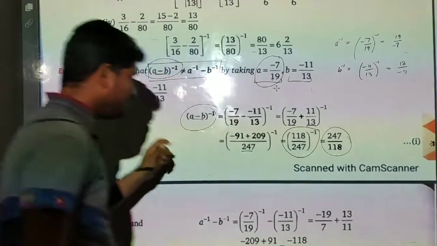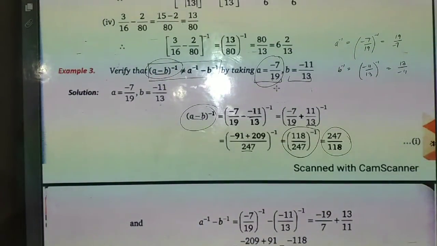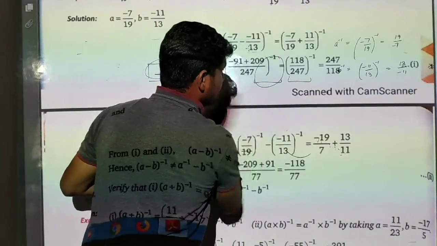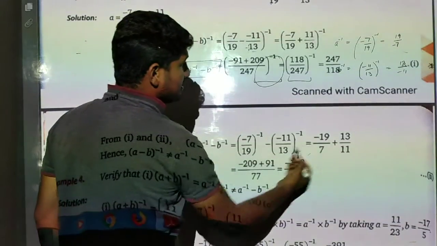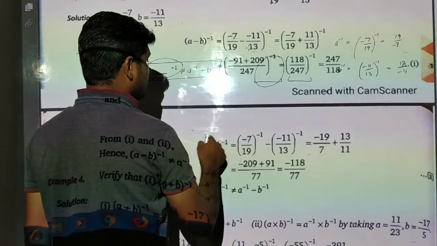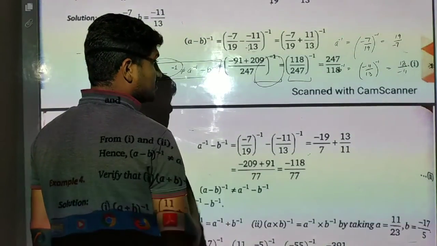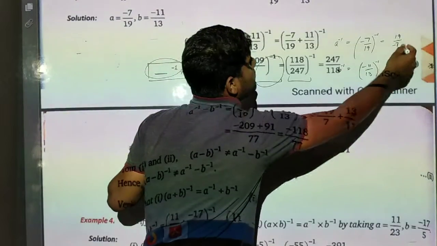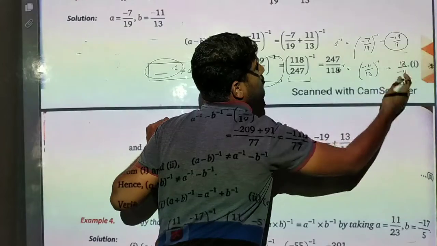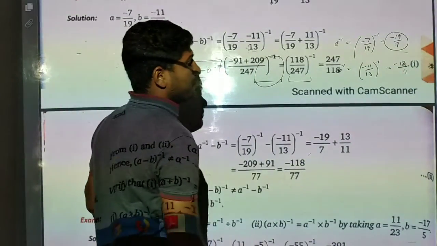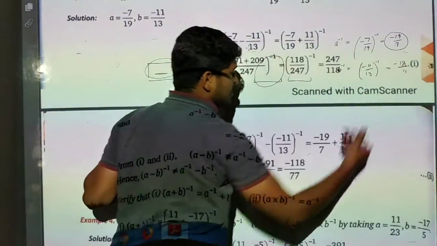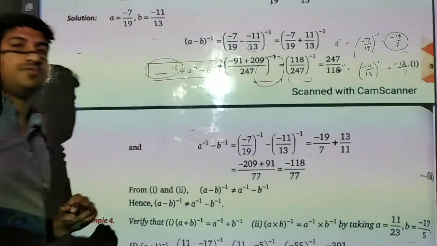Now look at this. Here the LCM is given. Now we have to subtract: the reciprocal of a minus the reciprocal of b. Then the reciprocal of a we will find, minus 19 by 7. This minus will go on the upper side. This minus also will go on the upper side. Then minus 19 by 7 and minus minus 13 by 11. Ultimately here the sign will be positive.